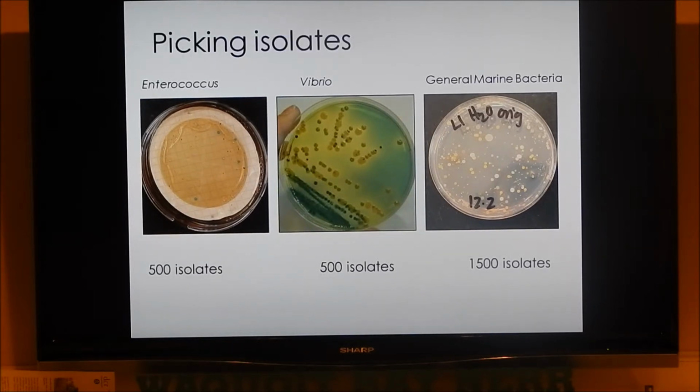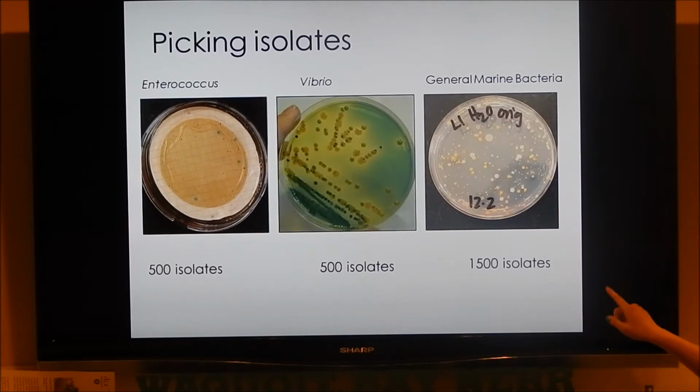So then what we do is I pick isolates off of these. To start, for example, the Enterococcus, can you guys see the little blue dots? Those are the colonies. So I'll pick up to, depending on how many are there, 9 colonies per plate on those ones.